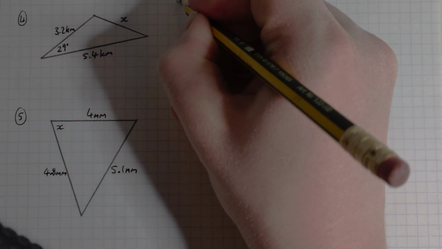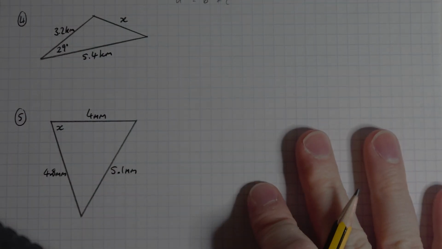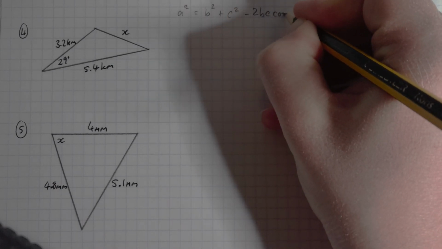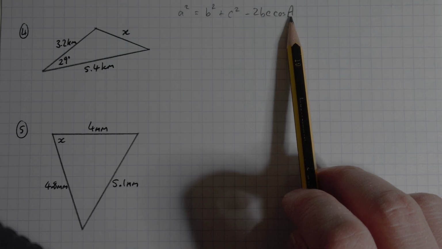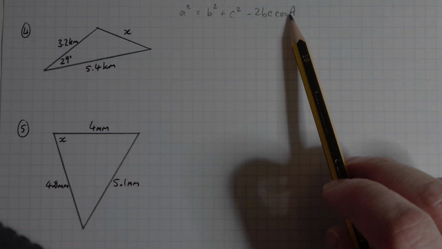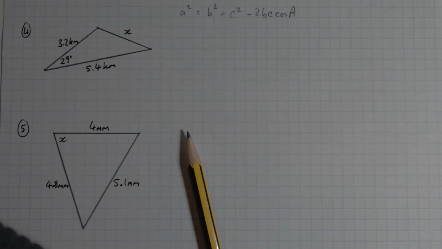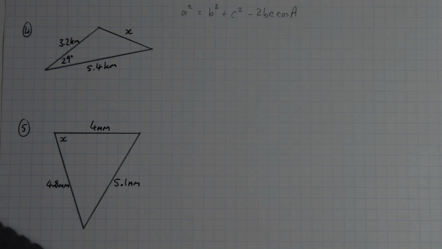So cosine rule is stated as a squared equals b squared plus c squared. So far it's just Pythagoras, isn't it? Sorry, it's gone off the edge, my bad. Minus 2bc cos A. And in fact, if the special case is that this is 90 degrees, cos 90 is just 0, and that bit disappears. So that's why Pythagoras works. Pythagoras is actually just a special case of the cosine rule when your angle A happens to be 90, because Pythagoras only works for right angle triangles. But I digress. Let's do this particular question.